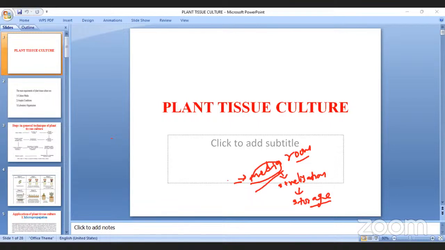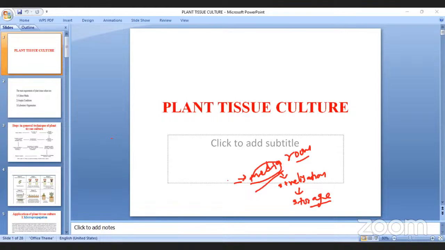The second is facilities for washing of labwares and explants, and so on. Washing labwares means maybe test tubes or the laminar airflow hood. There we need to clean. And third, we have enough space for storage of labwares.